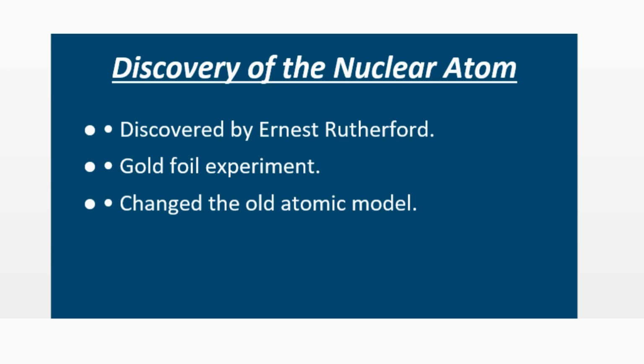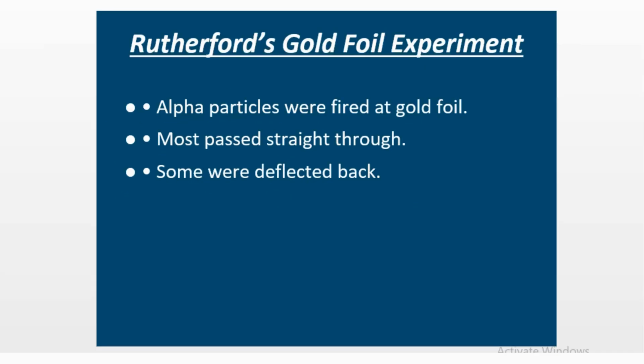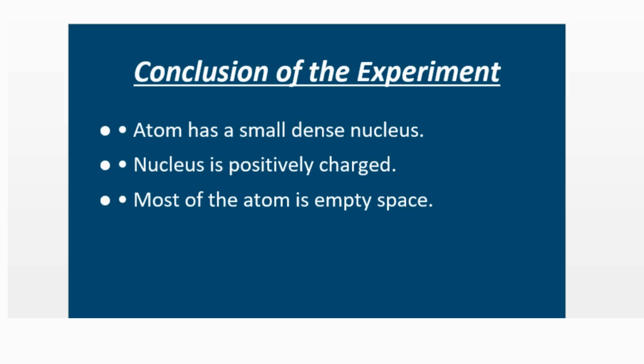For example, it was discovered by Ernest Rutherford through the gold foil experiment, which changed the old atomic model. According to the Rutherford gold foil experiment, some alpha particles were fired at the gold foil. Most passed straight through, while some were deflected back. As a conclusion of the experiment, the atom has a small, dense nucleus. The nucleus is positively charged, and most of the atom is empty space.